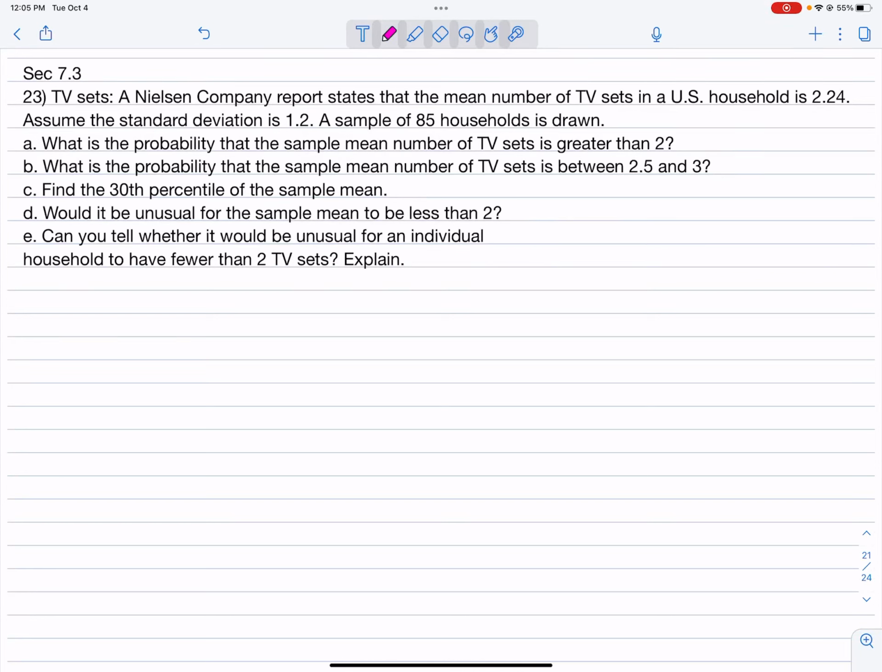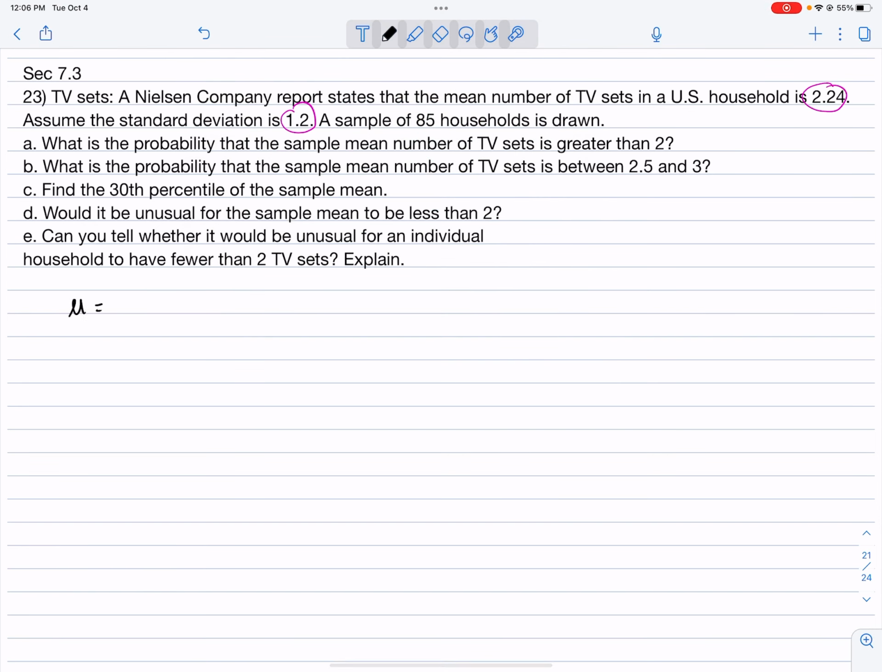Section 7.3, Problem 23. A Nielsen company report states that the mean number of TV sets in a U.S. household is 2.24. Assume the standard deviation is 1.2. A sample of 85 households is drawn. So for this problem, we have the mean is 2.24 and the standard deviation is 1.2.